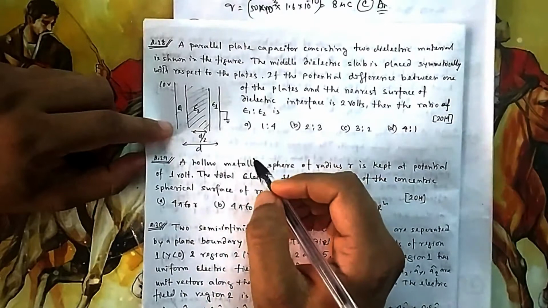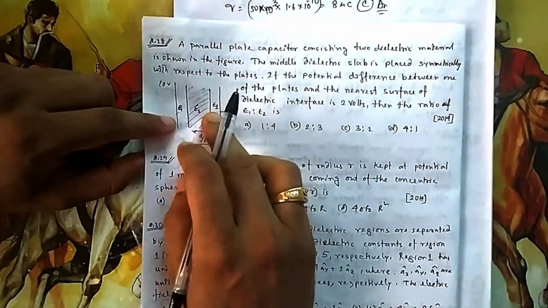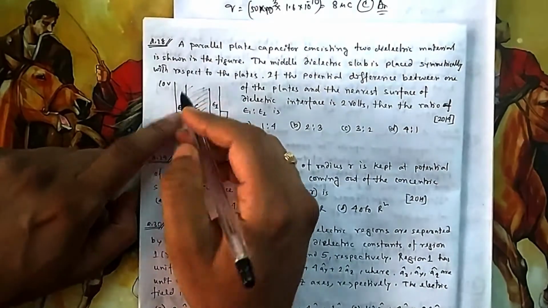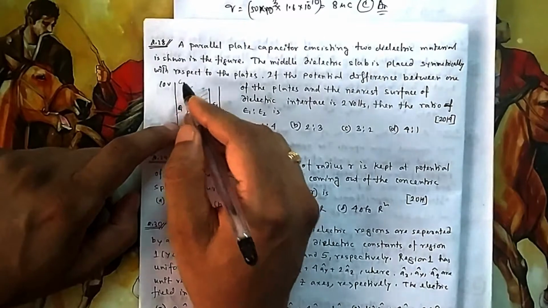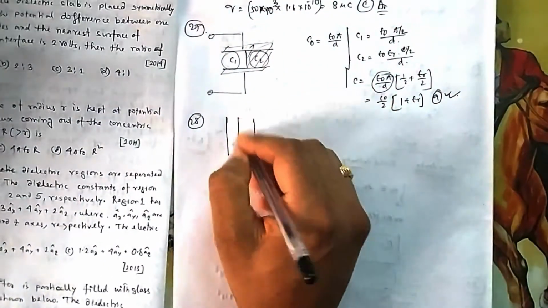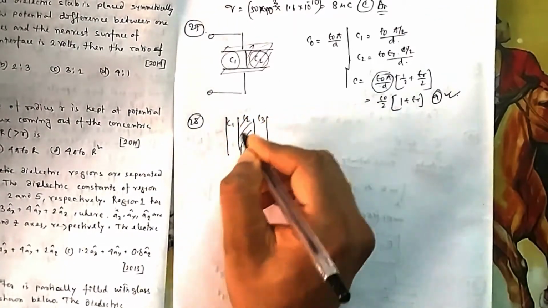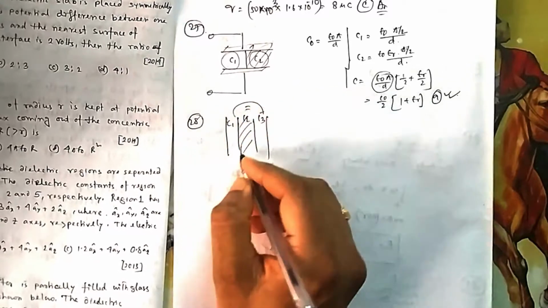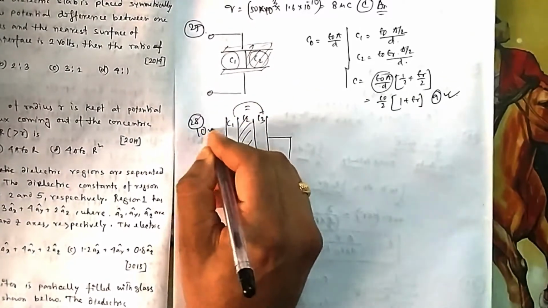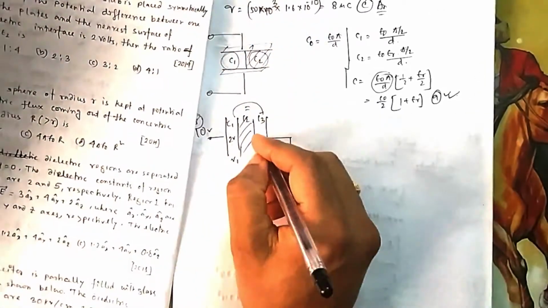Then the ratio of E1 to E2. So if this is 2, this will also be 2 because both are symmetrically placed. C1 is equal to this capacitance, and this capacitance are equal. There are 3 capacitances: C1, C2, C3. So C1 and C3 both are equal. So whatever voltage is here, the same voltage will appear here. If it is 2 volt, this is also 2 volt.